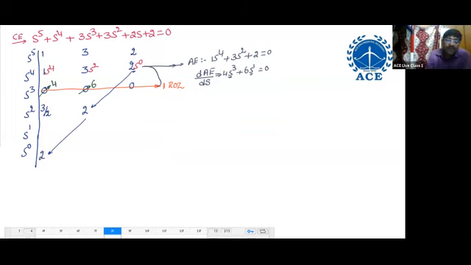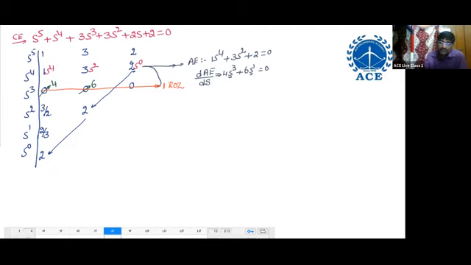Next, 3 by 2 means 1.5. 1.5 into 6 means 9. 9 minus 8, 1. So 1 by 3 by 2 means 2 by 3. That means all the coefficients in the first column are positive. Now what is the system? Remember, it is not stable. Don't say it is stable, even though all the coefficients in the first column are positive.